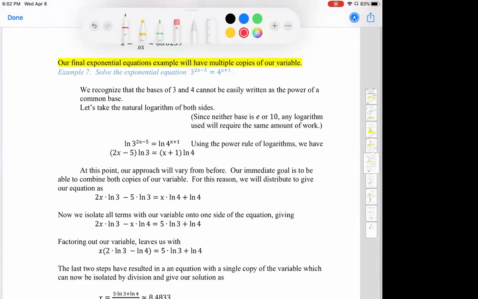All right, let's do a super challenging problem. Our final exponential equation sample will have multiple copies of our variable. Example 7, solve the exponential equation 3 raised to the 2x minus 5 is equal to 4 to the exponent of x plus 1. We recognize the bases 3 and 4 cannot easily be written as the power of a common base. Let's take the natural logarithm of both sides. And it gives you a note: since neither base is e or 10, any logarithm we use will result in the same answer.